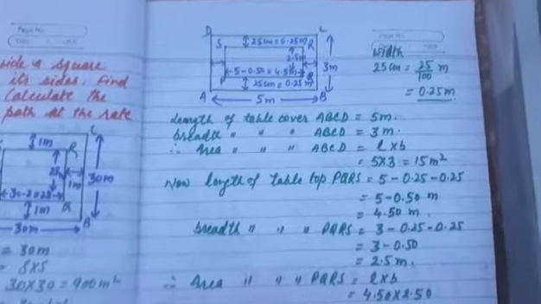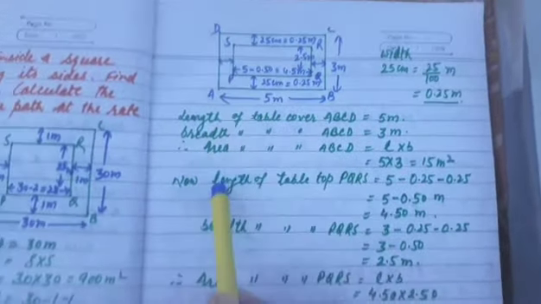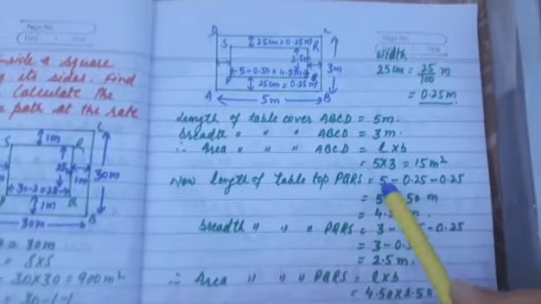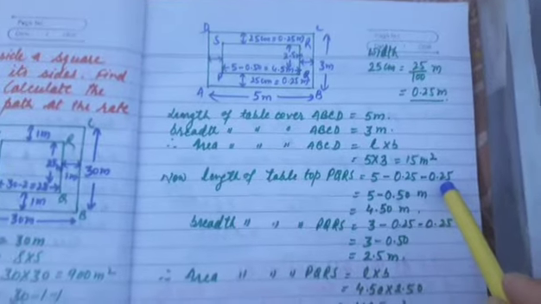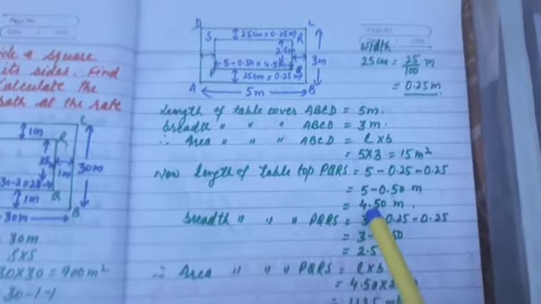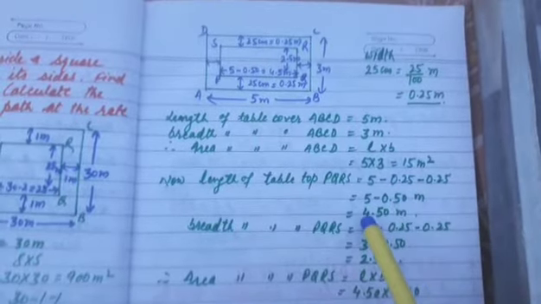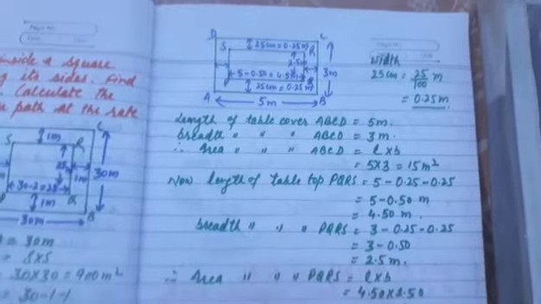But in this case it is asked what is the area of this tabletop. Therefore length of this tabletop PQRS is 5 minus 0.25 minus 0.25, that is the width from both sides, and it is equal to 0.50, so 5 minus 0.50, that is 4.50 meter.